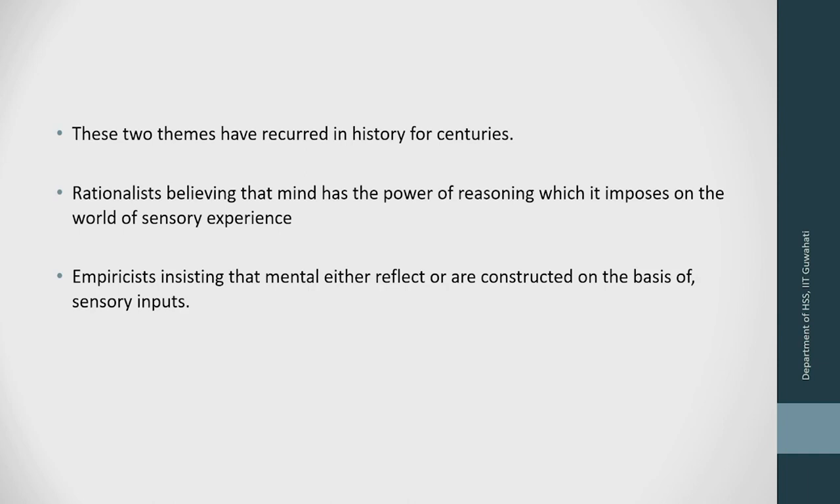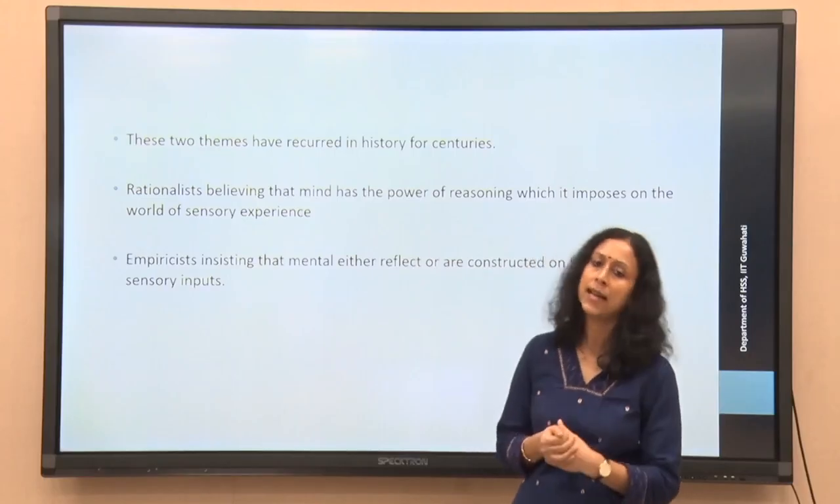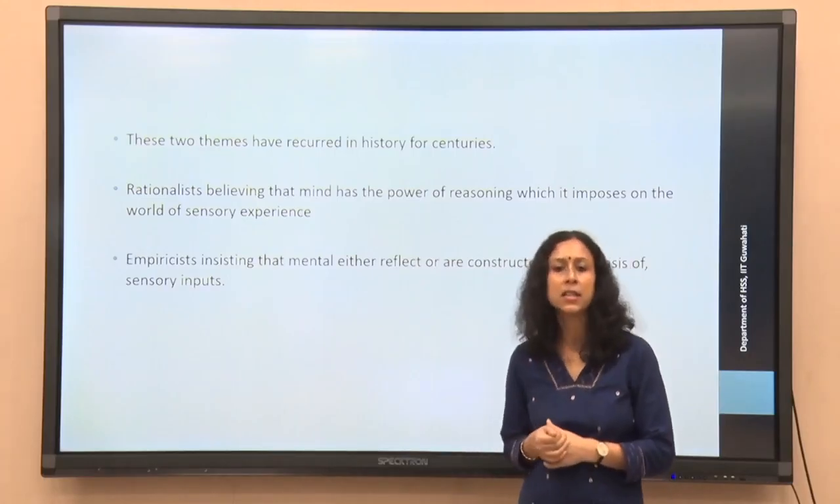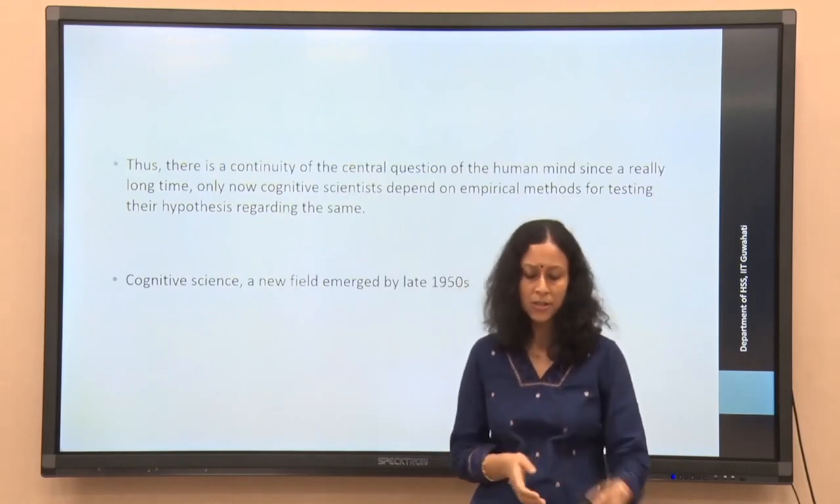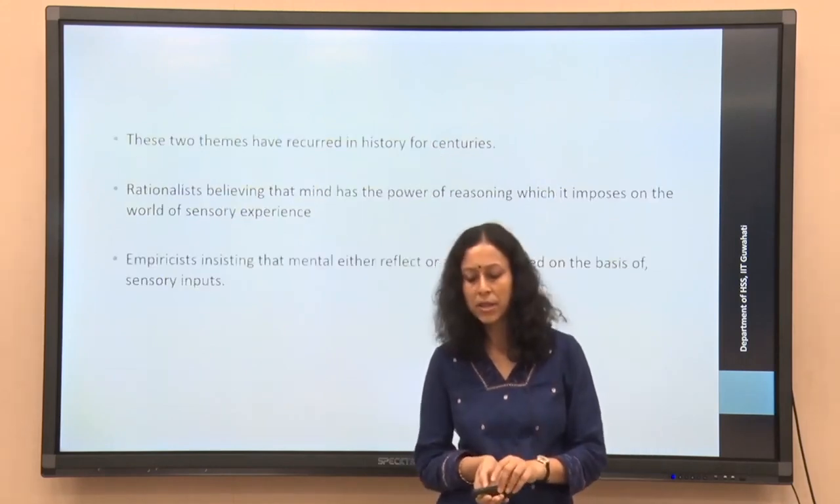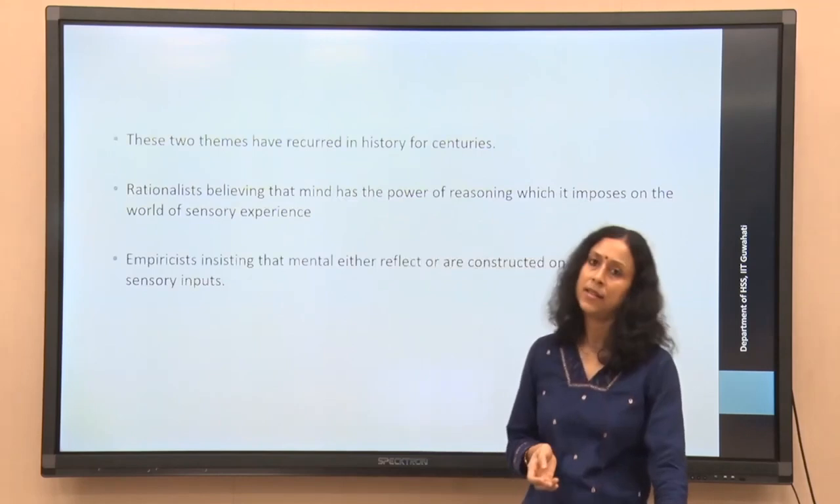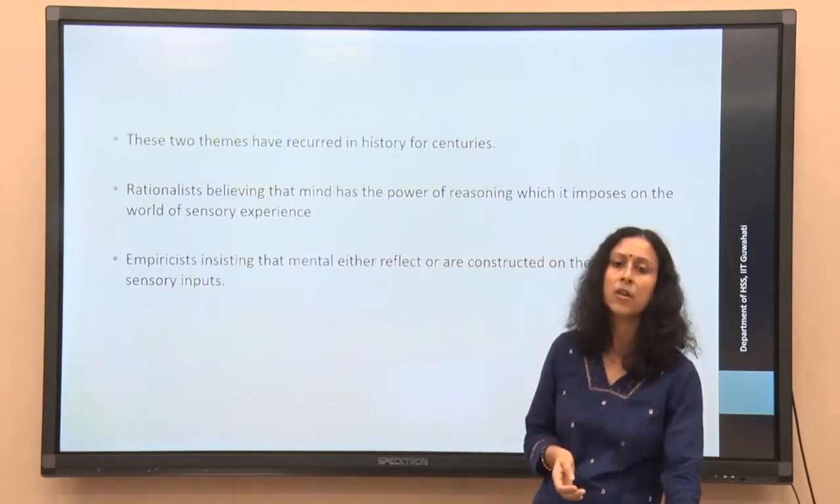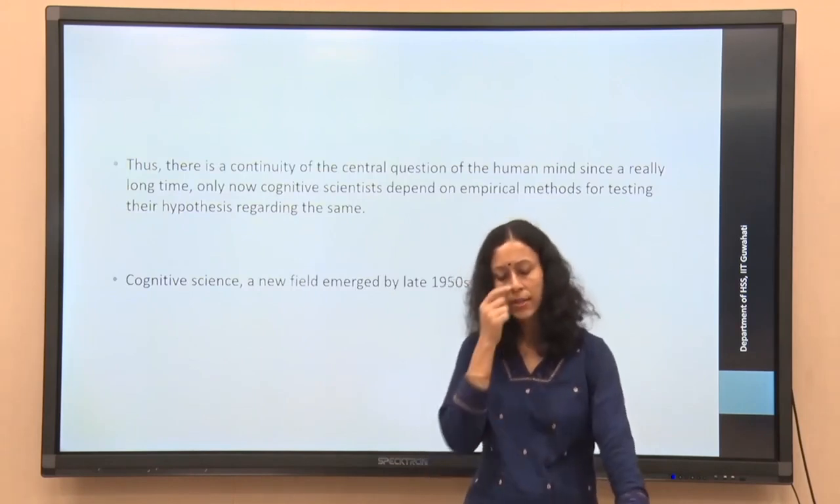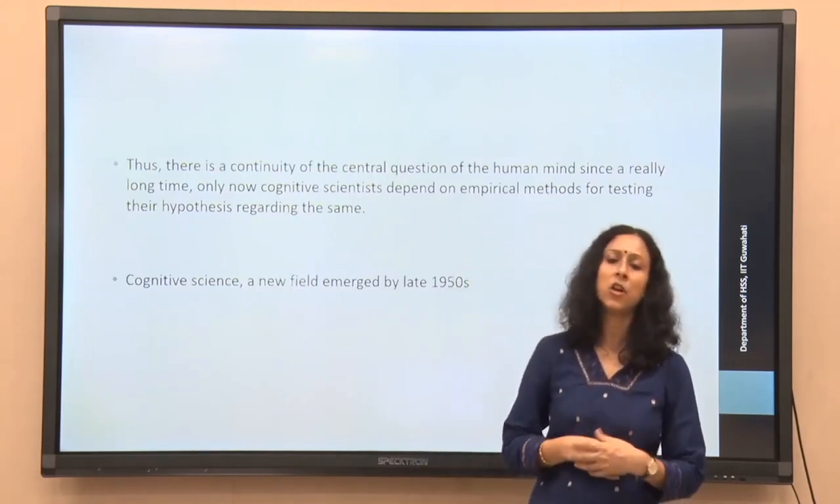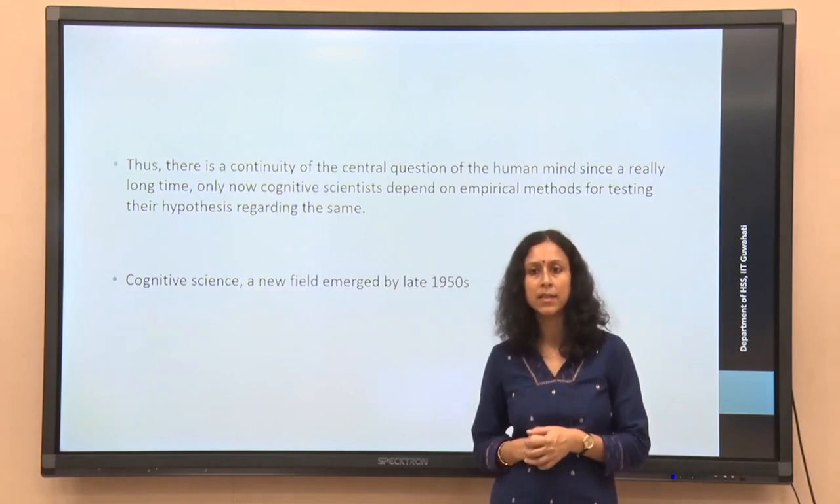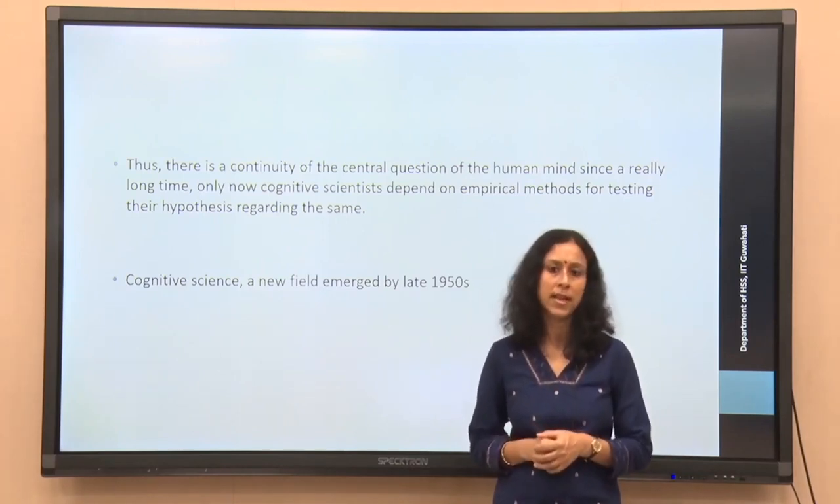So, rationalists believe that the mind has the power of reasoning, which it imposes on the world of sensory experience. On the other hand, empiricists insist that mental contents either reflect or are constructed on the basis of sensory inputs. So, the mind, the understanding, the knowledge system is based on sensory inputs. So, these are the two. Thus, there is a continuity of the central question of the human mind since a really, really long time.